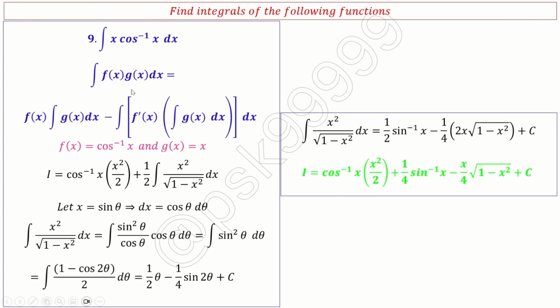Exactly the same way you will do. You will take cos inverse x as f of x and g of x is x. Then you will get the answer. This is the answer here. You can do it yourself.